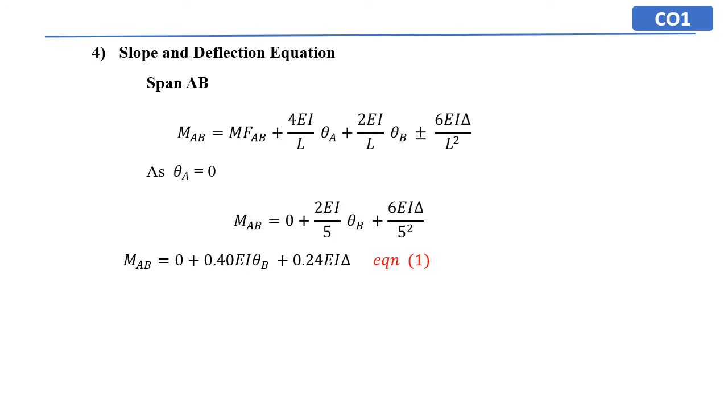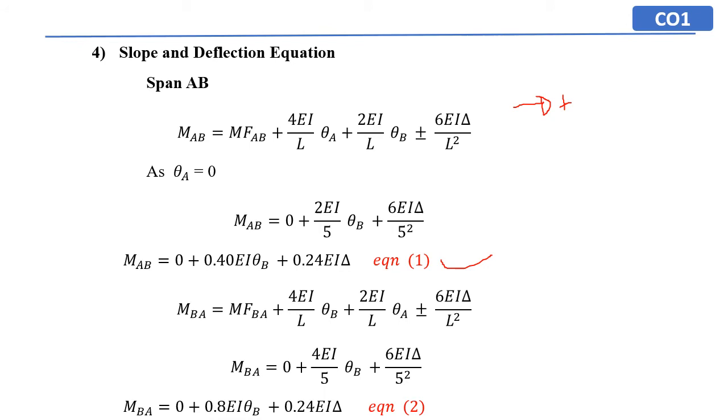Span AB, MAB is equal to MFAB plus 4EI by L theta A plus 2EI by L theta B plus or minus 6EI delta by L square, as theta A is equal to 0 because A is a fixed end and we consider delta is positive towards the right side. So MAB is equal to 0 plus 2EI by L theta B plus 6EI delta by L square. So MAB is equal to 0 plus 0.40 EI theta B plus 0.24 EI delta. That is equation number 1.